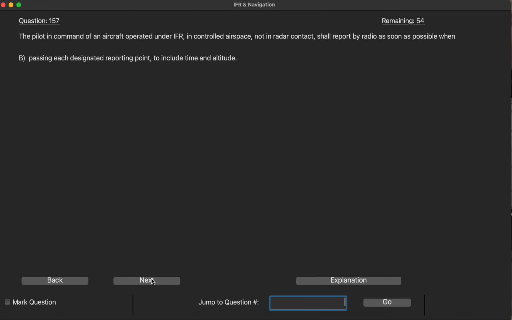The pilot in command of an aircraft operated under IFR in controlled airspace, not in radar contact, shall report by radio as soon as possible when passing each designated reporting point, to include time and altitude.